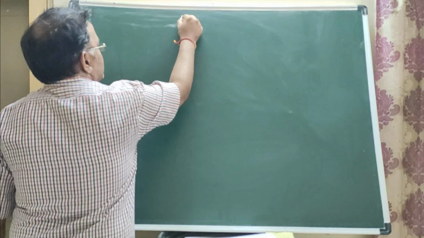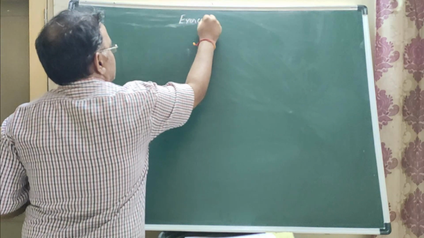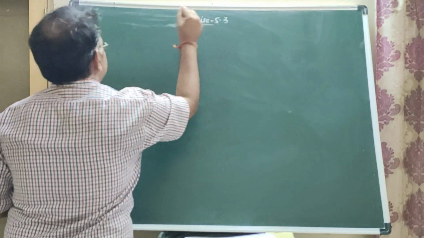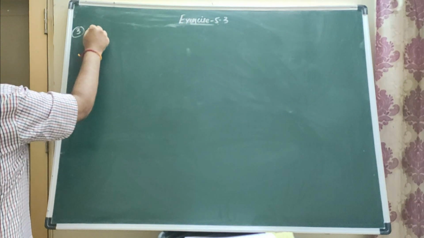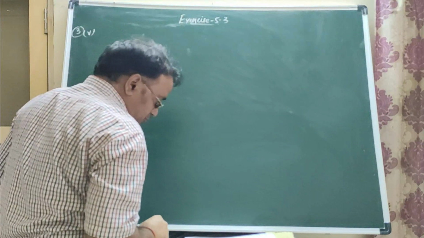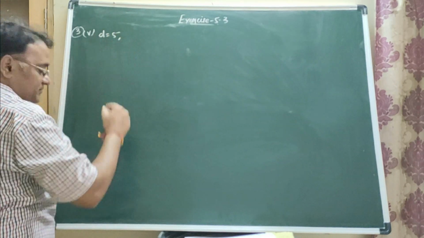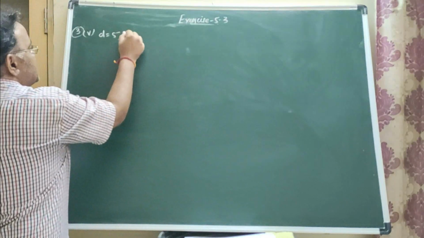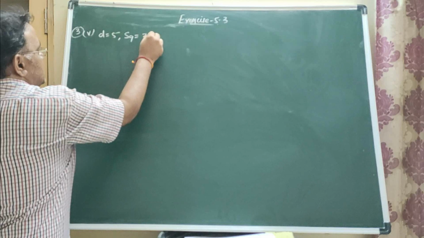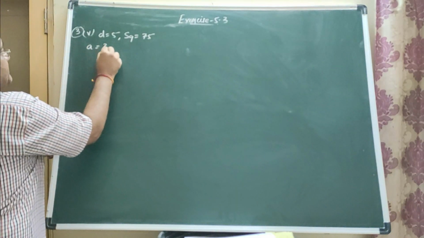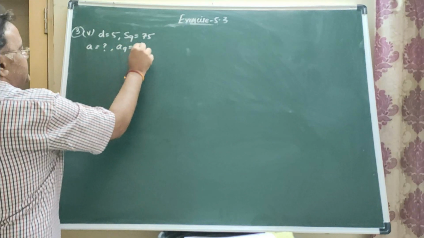So exercise 5.3, question number 3, fifth bit. I am reading the question. Given d is equals to 5 and S9 is equals to 75, find a and a9.